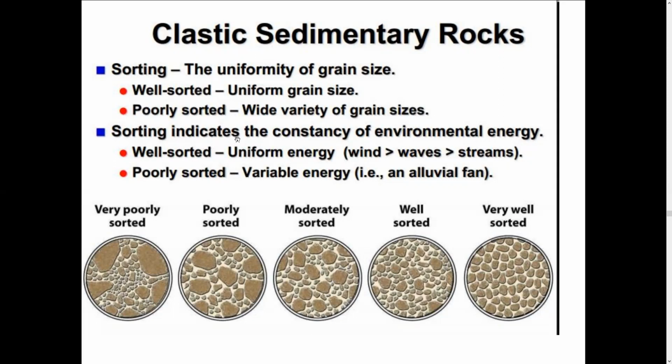So sorting is very important as well because it helps us get an indication about the consistency of environmental energy that was at work to transport these materials. Were they consistent throughout or not? If you find materials that are well sorted, it means that there was a uniform source of energy. For example, dunes. Dunes would usually have just those fine sand, right? You don't expect to find anything which has a different particle size. So dunes are formed by a uniform supply of energy, energy coming from waves.